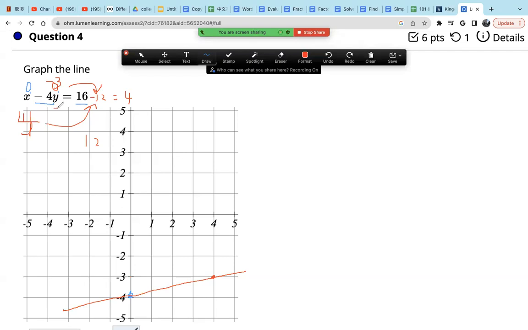Maybe let y be negative 2. Negative 4 times negative 2 is 8. 16 minus 8 is 8. So x is 8. That's still too big because it's off the chart. But usually 2 points are good enough. They will indicate with 2 arrows.